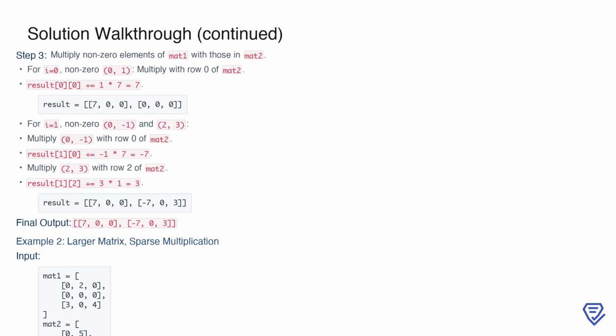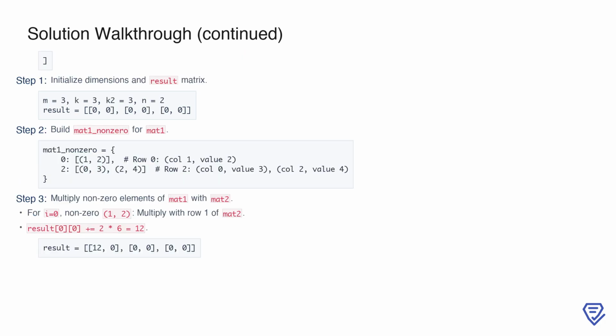For the second row, i equals 1, there are two non-zero elements, 0, -1, and 2, 3. Starting with 0, -1, we multiply it with row 0 of mat2, resulting in result[1][0] += -1 * 7, which updates the value to -7. Then, 2, 3 is multiplied with row 2 of mat2, yielding result[1][2] += 3 * 1, which updates the last element of the row to 3. The final result matrix after these computations is 7, 0, 0, -7, 0, 3. This completes the first example, showing how sparse matrix multiplication reduces unnecessary calculations.